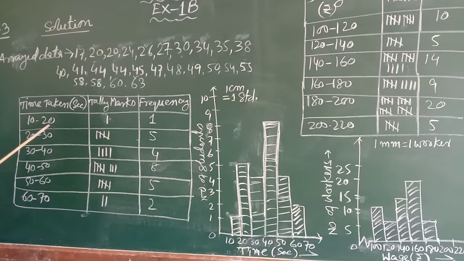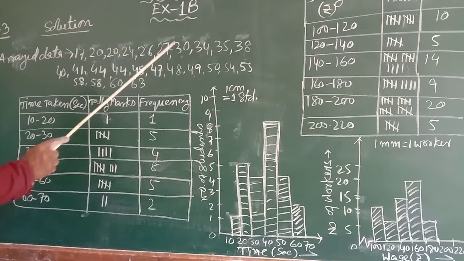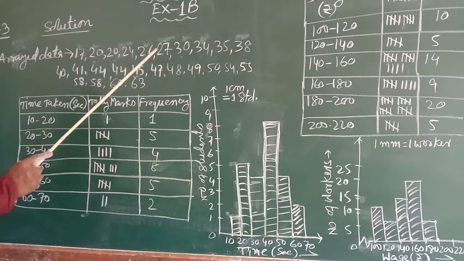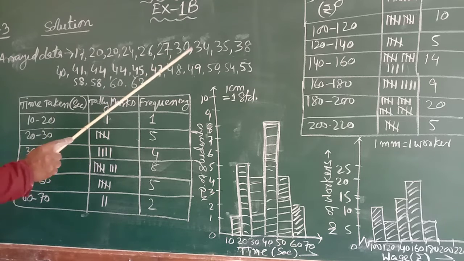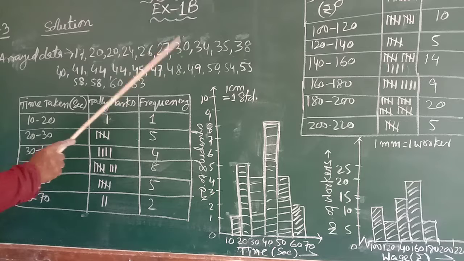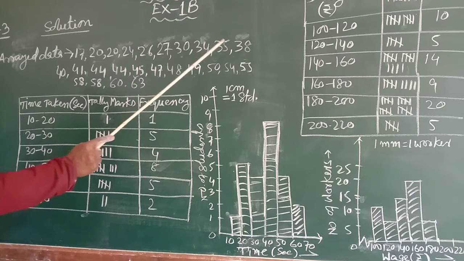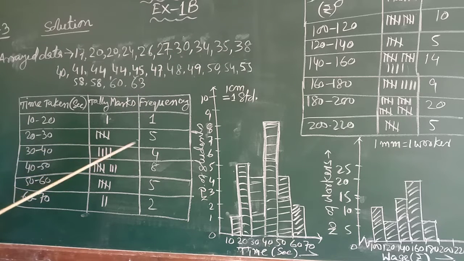So 10 to 20 seconds, how many students? Leaving 20, it will be 17, only one student. So the tally mark is 1 and the frequency is 1. For 20 to 30, here 20 will be included, but 30 will not be included. So 20 is included, and we count 1, 2, 3, 4, 5 students. So 5 students have taken 20 to 30 seconds. Then 30 to 40, 30 will be included, but 40 will not be. 1, 2, 3, 4, so 4 students.